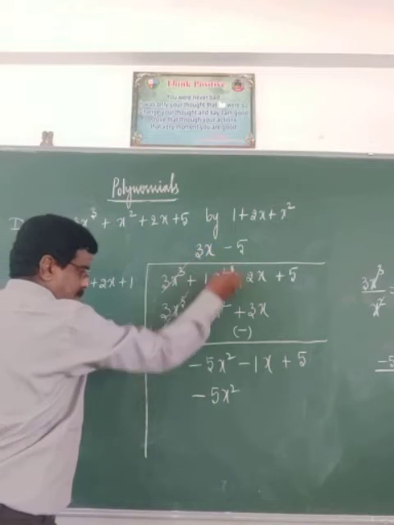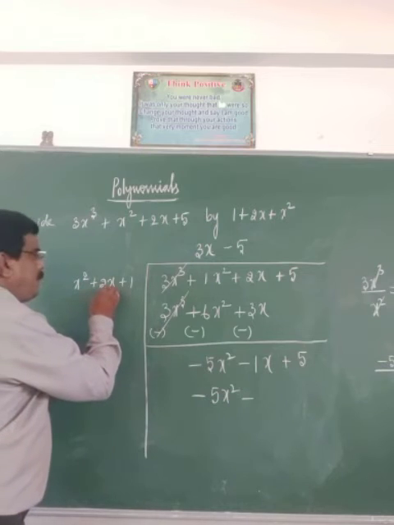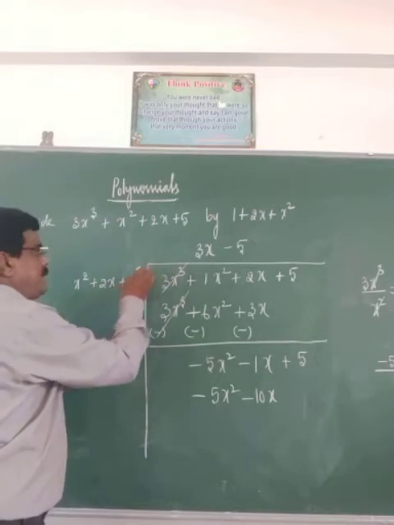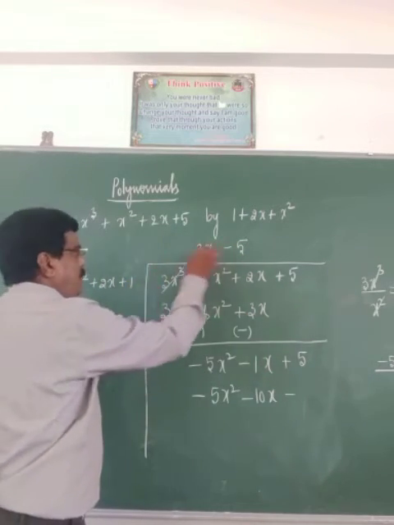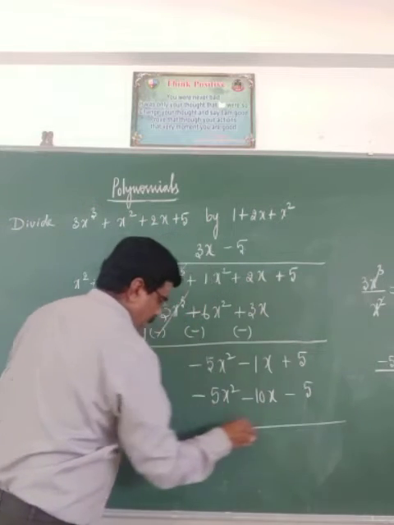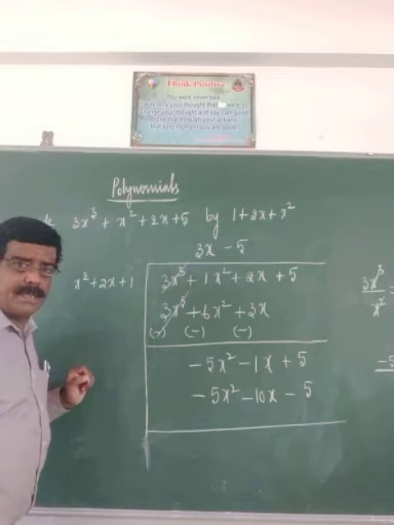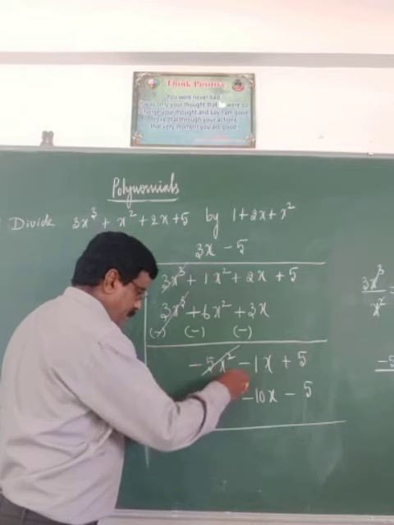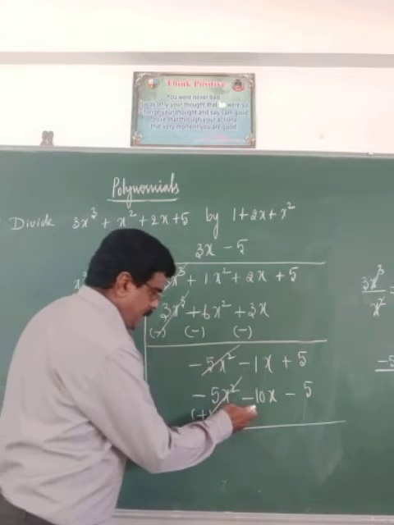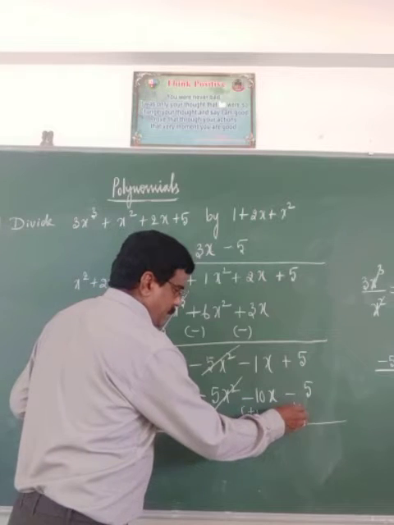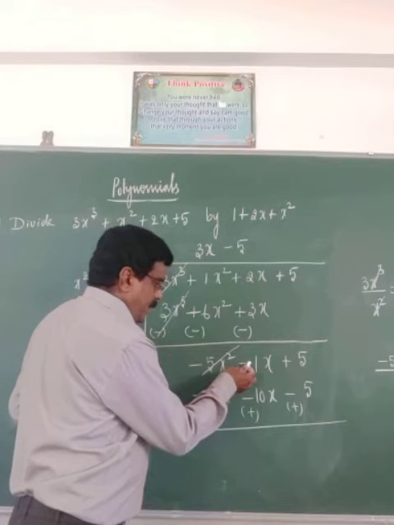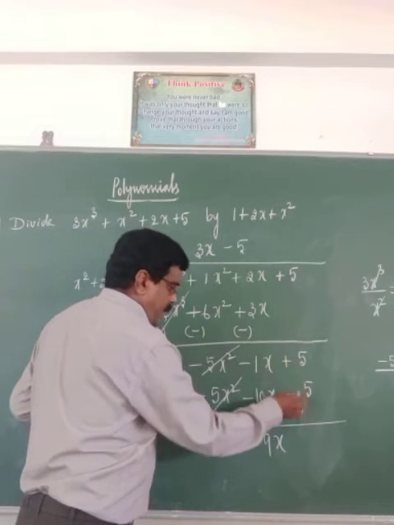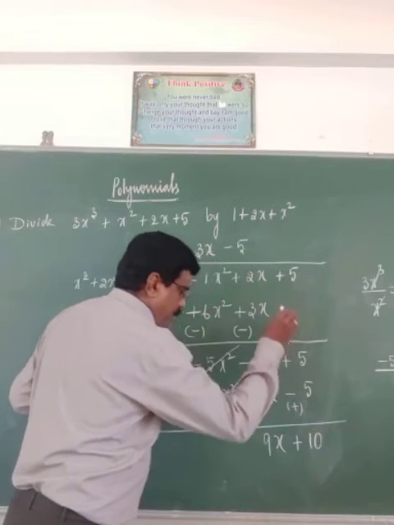Plus into minus, minus 2x into 5, 2 into 5, 10, 10x. Plus into minus, minus 1 into 5, 5. Leave some gap here to show the change of sign. Again this minus becomes plus, to cancel minus 5x square and plus 5x square. Don't forget to change the sign here. Again this is plus, this is also plus. Now minus 1x plus 10x means you will be getting 9x. Plus 5, again plus 5 means plus 10.